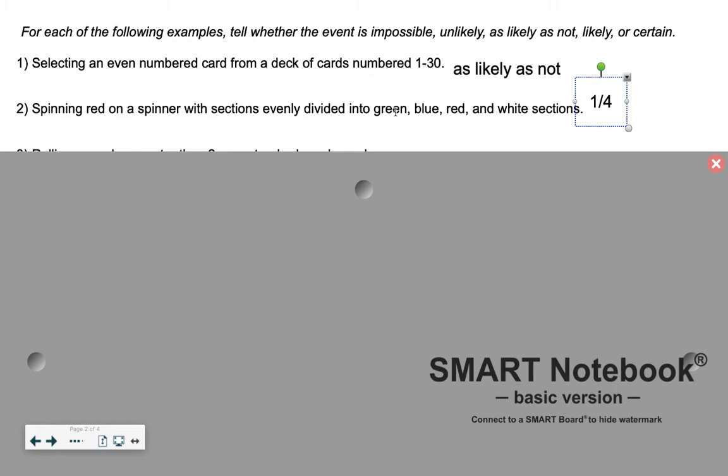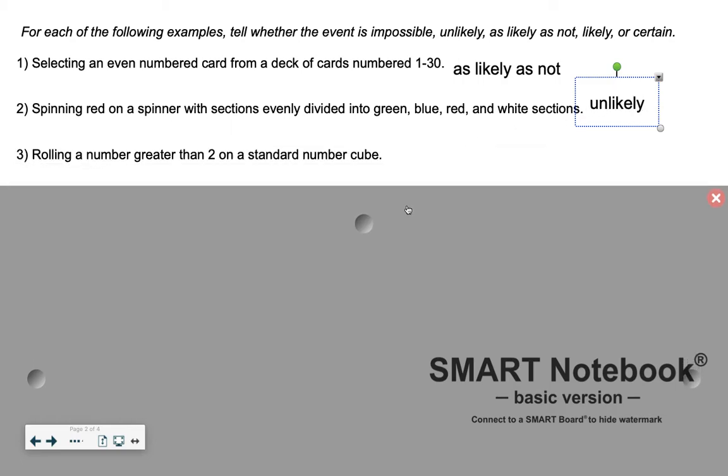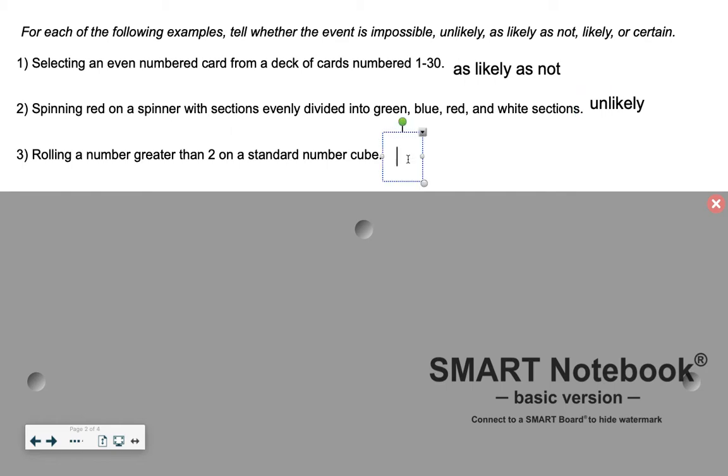So now think, is 1/4 more than a half or less than a half? Well, less than a half, because if there's 4 sections, we would need 2 of them to be red in order for it to be equal to a half. So since 1/4 is less than a half, our answer is going to be unlikely. So I'm just going to write unlikely. There's a not very likely chance that we would land on red because it's only 1 out of the 4 sections.